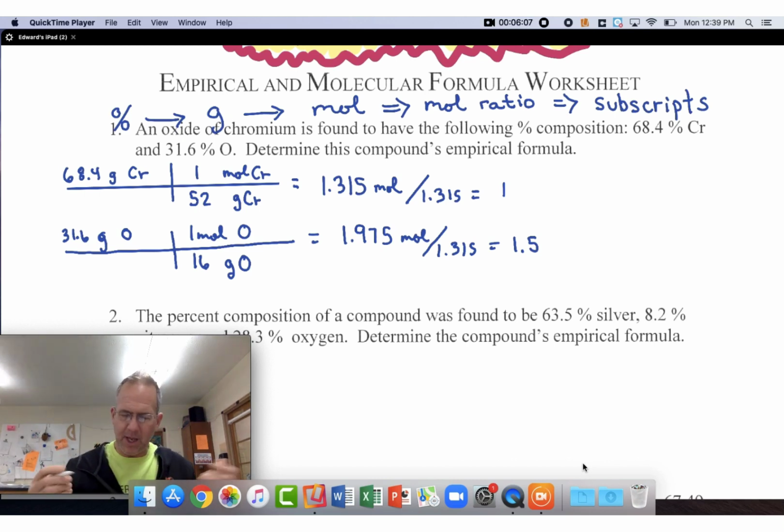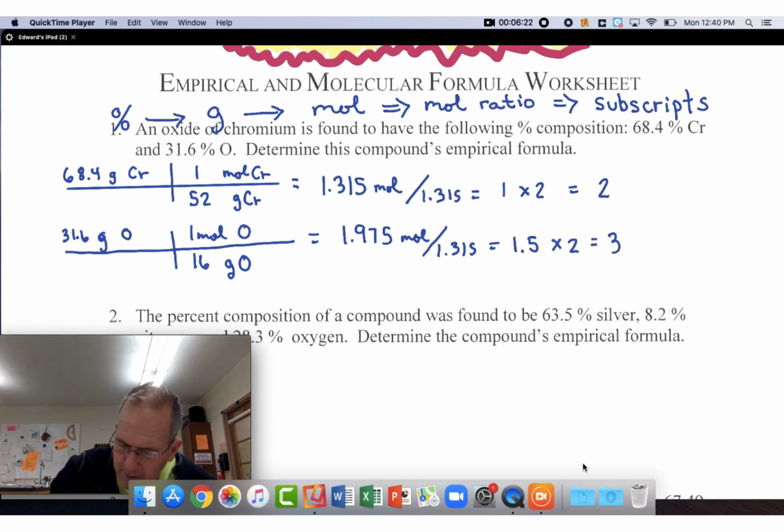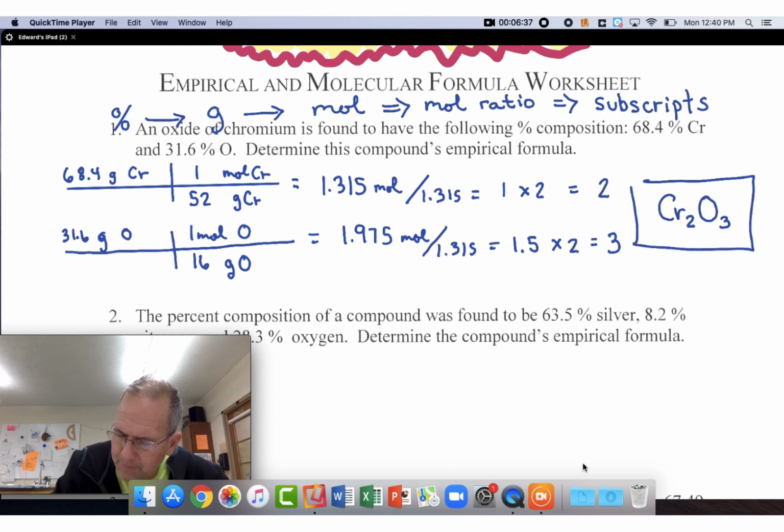So what we're going to do is say, we have 1.5. How do we get that to the whole number? Let's times it by 2. And if we times 1 by 2, we have to times them both by 2. And so we end up with 2 Cr's and 3 O's. And that is your empirical or simplest formula, well, that would be chromium 3 oxide, right?